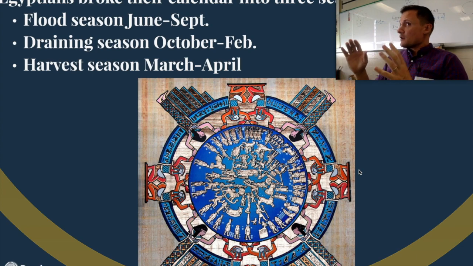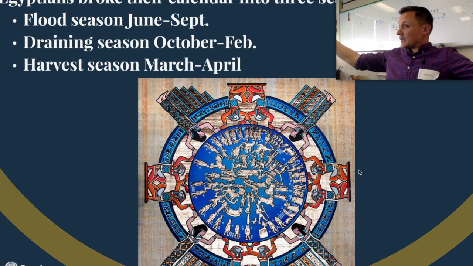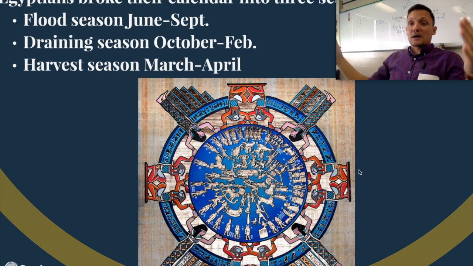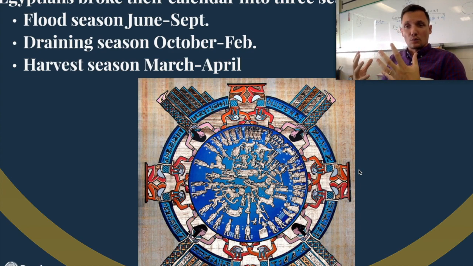Anyway, the flood season was from June to September, right? That's when the Nile would overflow its banks and rise up and go into the harvesting areas, and then during the draining season from October to February, it would all recede. As it would recede, the Egyptians would begin to plant in the newly revitalized, silt-ridden soil, right? And then from March to April was their harvest season.